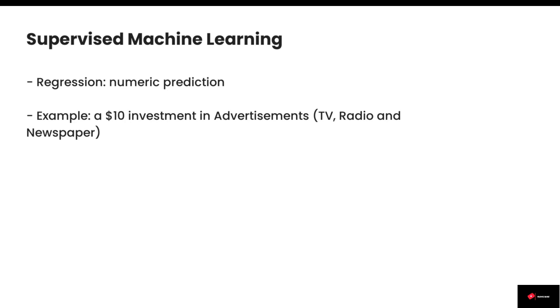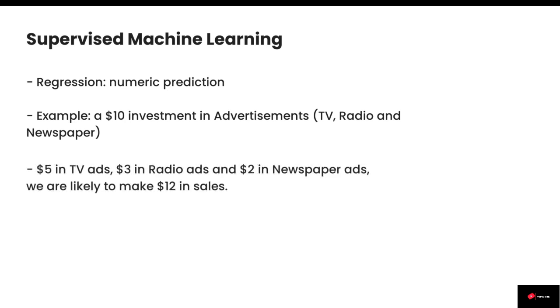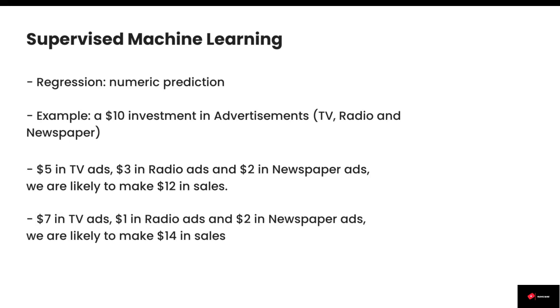So the computer could tell us, for instance, for a $10 investment, if we invest $5 in TV ads, $3 in radio ads, and $2 in newspaper ads, we will make $12 in sales. For $7 in TV ads, $1 in radio ads, and $2 in newspaper ads, we could make $14 in sales.